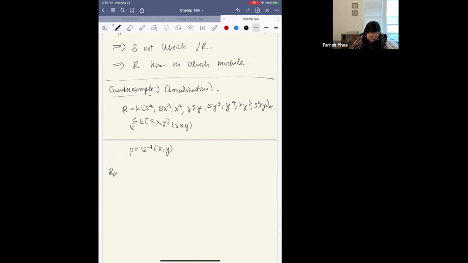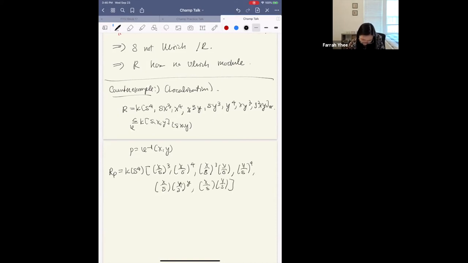And R_P, when I localize, is going to look like this ring. It's still a field, but perhaps it looks enlarged. So it's basically just the counterexample, if I can actually get around to writing it correctly with all these fractions. And let me count 1, 2, 3, 4, 5. I'm missing something. Aha.